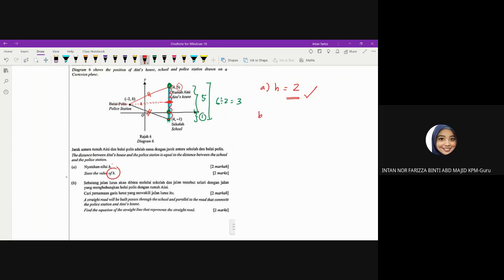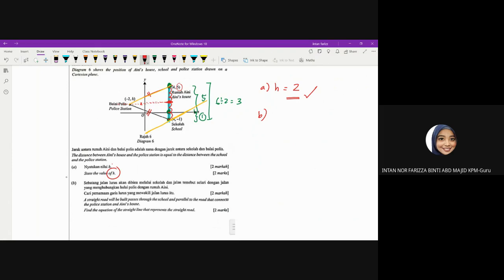Part B. A straight road will be built that passes through the school. This question is similar to the previous one. A new line will be constructed, and it must pass through the school, so the line is about like this, and it is parallel to the road that connects the police station and Aini's house. This is Aini's house and the police station, so it must have the same gradient. The two orange lines are parallel, and this line passes through the school. So you have to find the equation of a straight line.